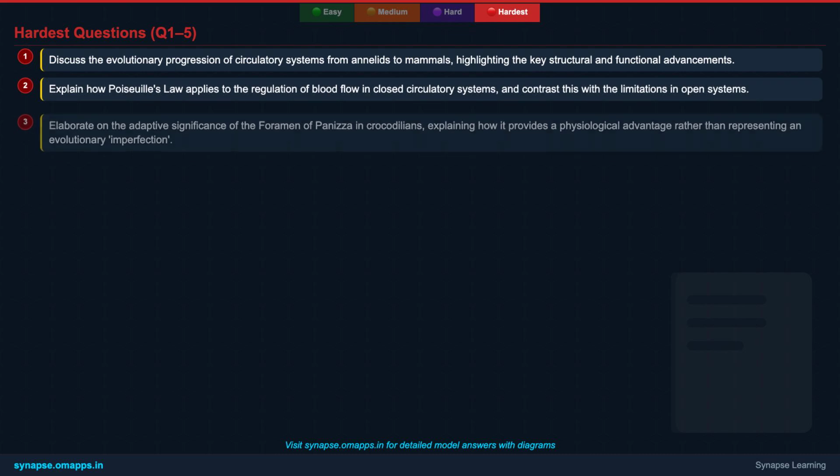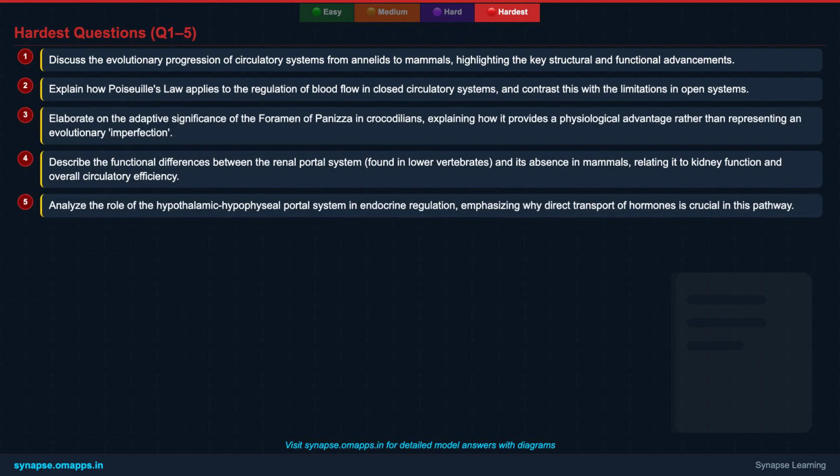Let's tackle the first 5 hardest questions to deepen your competitive edge. Q1. Discuss the evolutionary progression of circulatory systems from annelids to mammals, highlighting the key structural and functional advancements. Q2. Explain how Poiseuille's law applies to the regulation of blood flow in closed circulatory systems, and contrast this with the limitations in open systems.